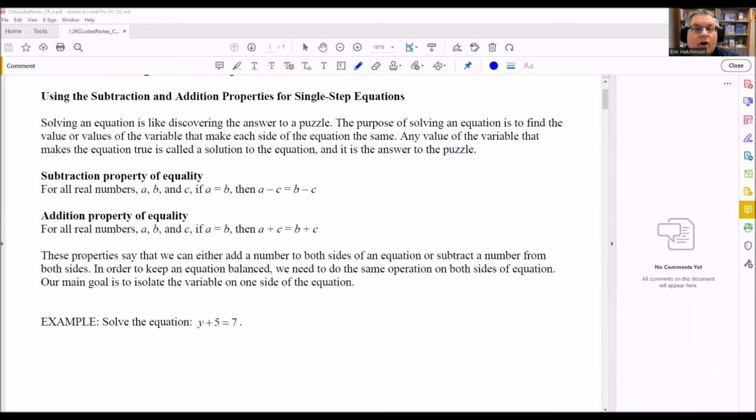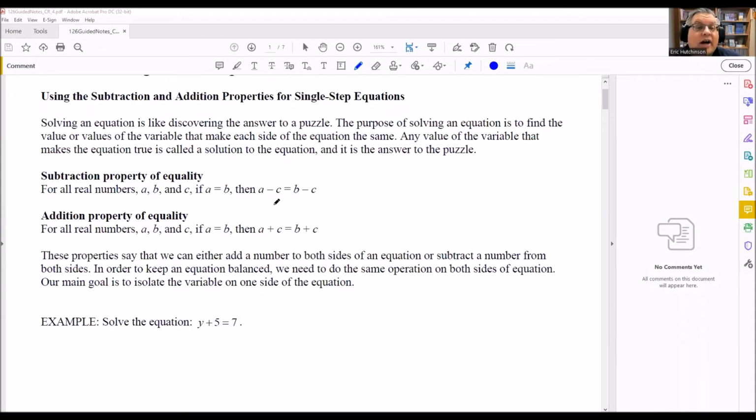We're going to talk about how we can solve equations. In order to solve equations, there's a couple properties that can be used. The first two properties that we'll talk about here are the subtraction and addition properties. Basically, what this says is that you're allowed to either add a number to both sides or subtract a number from both sides in order to keep the equation balanced.